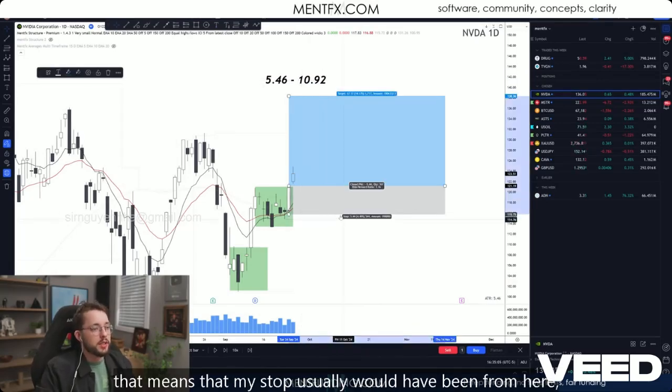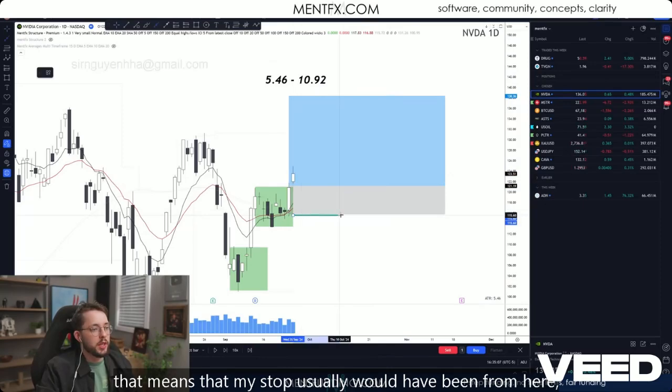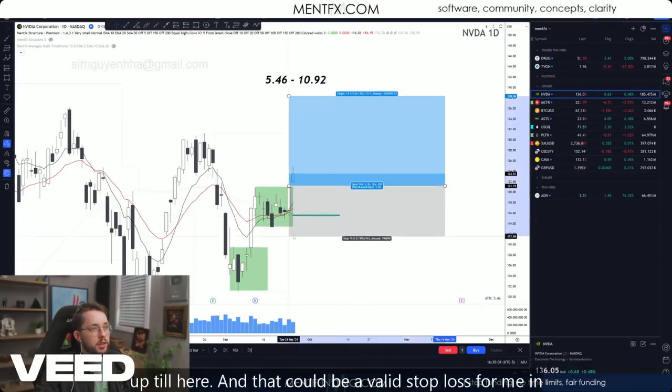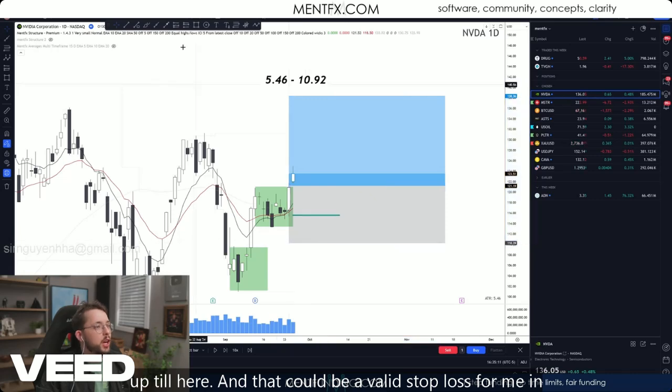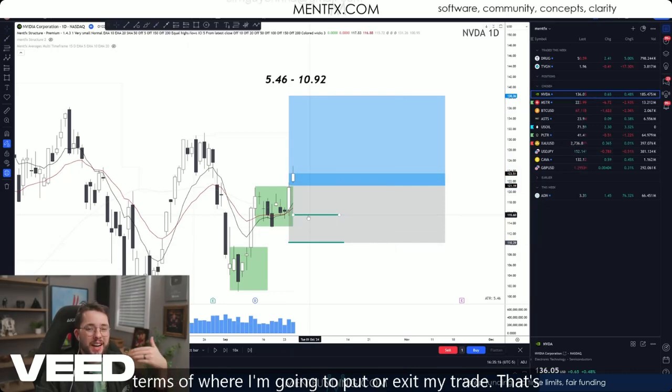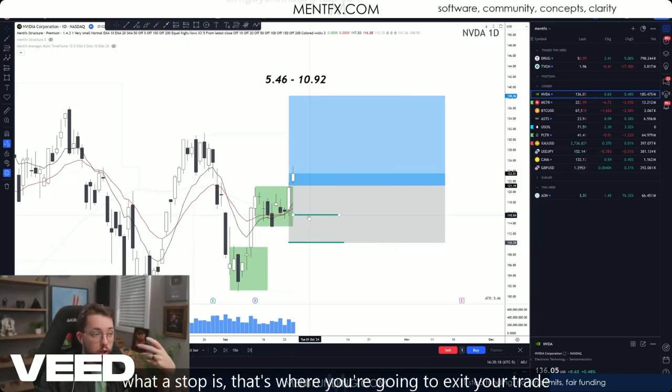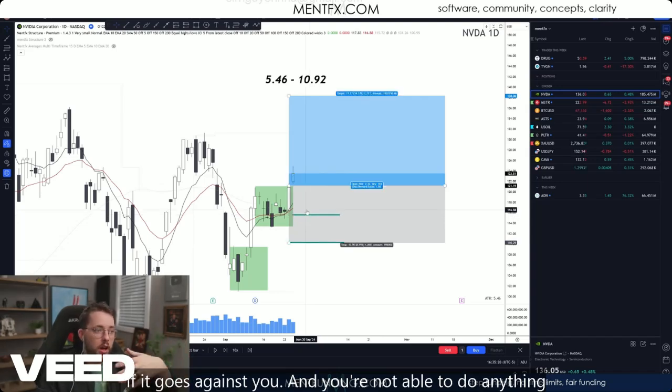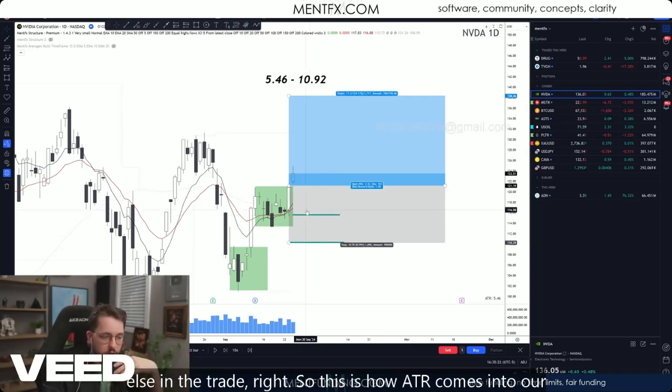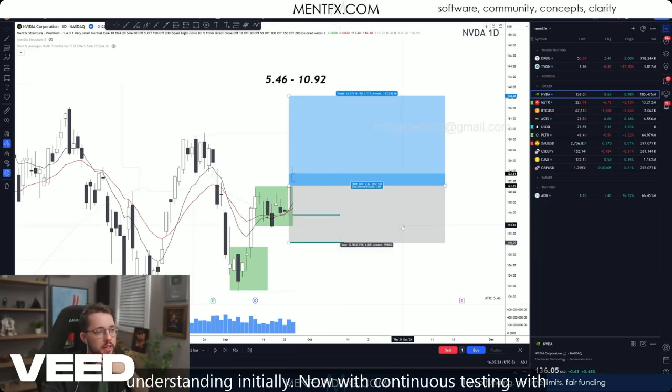So that means that my stop usually would have been from here up till here, and that could be a valid stop loss for me in terms of where I'm going to exit my trade. That's what a stop is. It's where you're going to exit your trade if it goes against you, and you're not able to do anything else in the trade. So this is how ATR comes into our understanding initially.